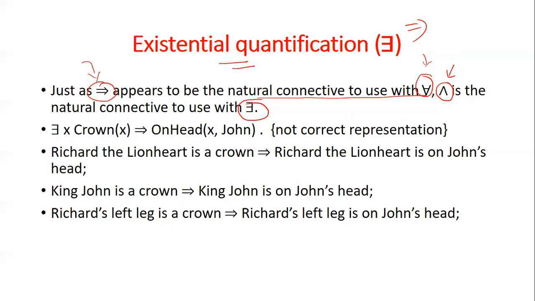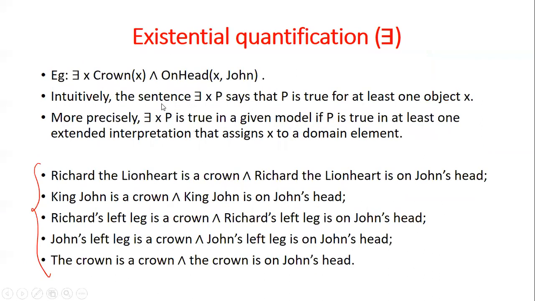That will create some issue. So we'll discuss one example for that, like why we should not use implication with existential quantification. Take the previous example that we have discussed here: there exists x such that x is a crown and x is on the head of John. This is the correct way to use it, right? With existential quantification, we have to use AND, not implication.